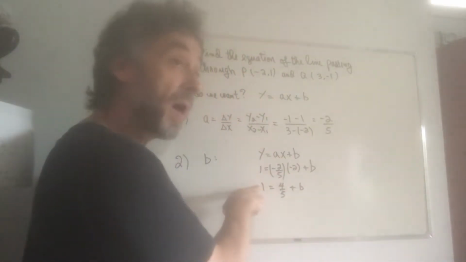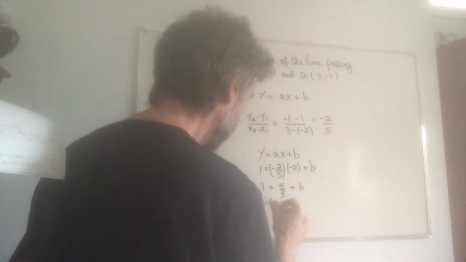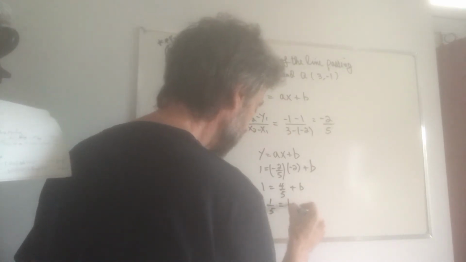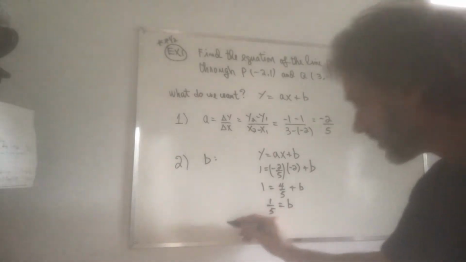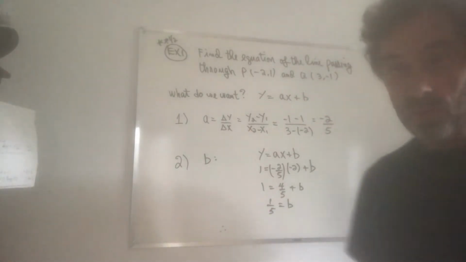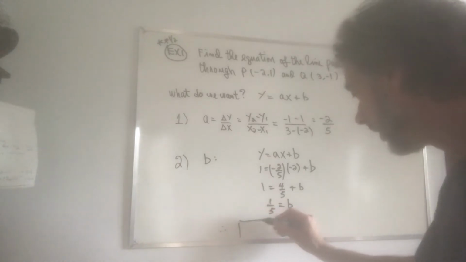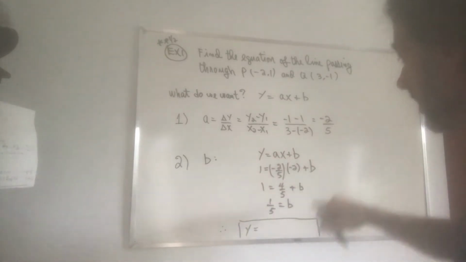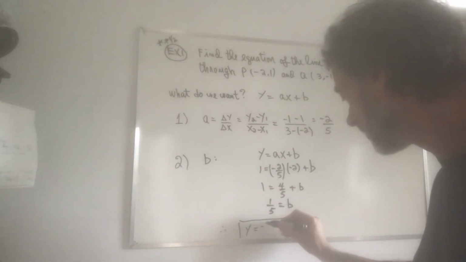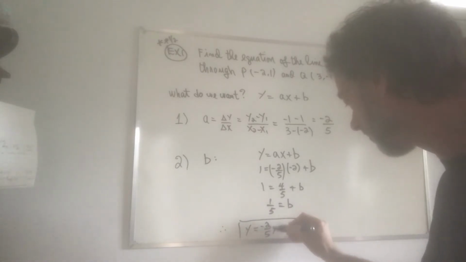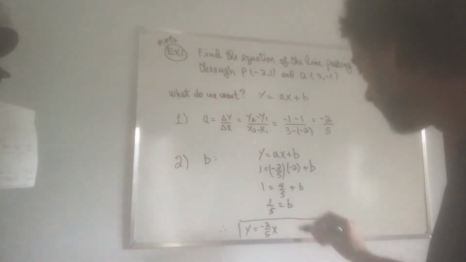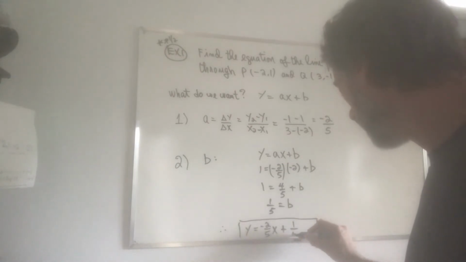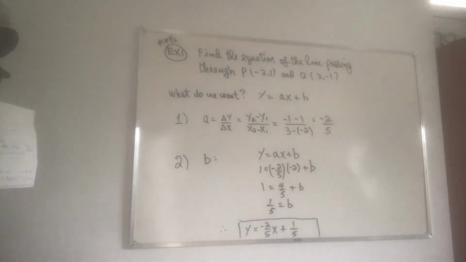So 1 equals 4 over 5 plus b. Bring this over. 1 minus 4 over 5 is 1 over 5. And that's my y-intercept. And that gives us the final answer for this problem. Conclusion. What is the equation of a line through these 2 points? The equation of a line is y equals ax plus b, where a is -2/5, so -2/5 x, plus the y-intercept, which we have found to be 1/5.